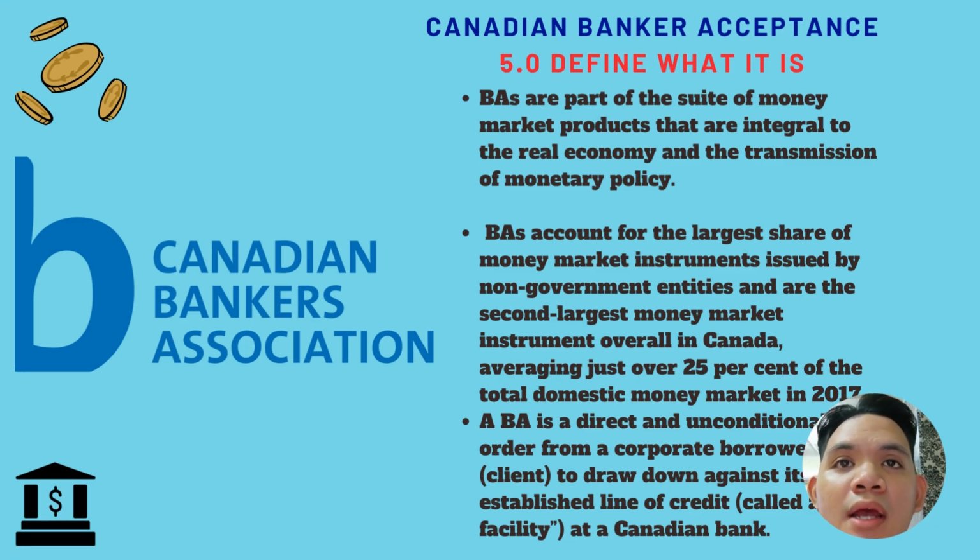A banker acceptance is a direct and unconditional order for a corporate borrower to draw down against its established line of credit, called a banker acceptance facility, at a Canadian bank. Once the drawdown occurs, the accepting or lending bank guarantees the principal and interest by stamping the paper, thus becoming fully liable for the payment upon maturity in case of non-payment by the underlying corporate borrower. The accepting bank charges a fee called the stamping fee for this guarantee. The stamping fee is bilaterally agreed to and is dependent on the credit quality of the borrower.